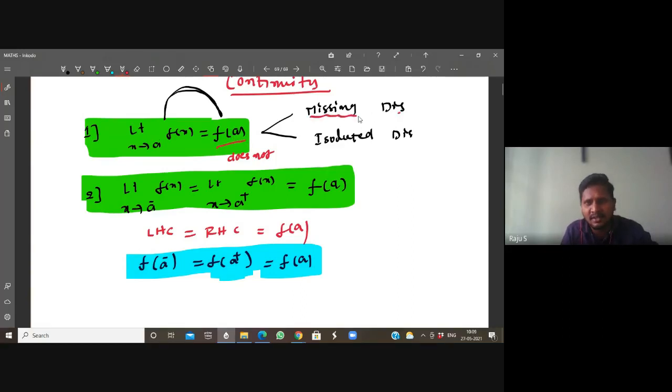In missing discontinuity, remember that the left side exists, the limit value exists, but f of a does not exist. That is missing. Isolated means f of a exists, but both are not equal. Limit x tends to a f of x is not equal to f of a. Both exist, but both are not equal. Then isolated.